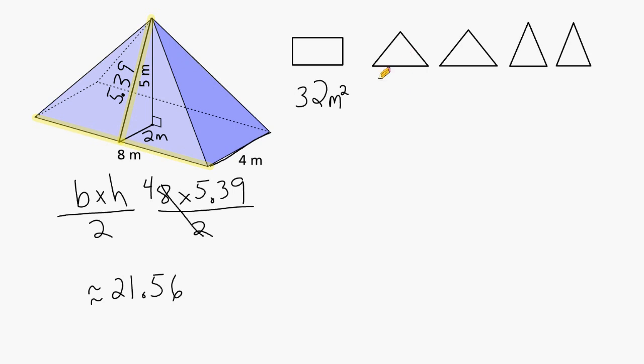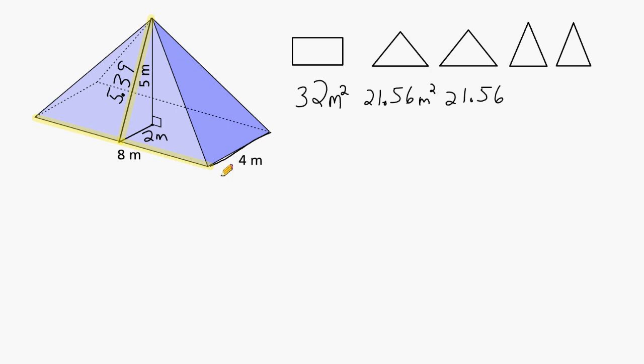So for this triangular face right here, let's just label that 21.56 square meters. And because this triangular face is congruent to this one, the area of this triangular face is also 21.56 square meters, leaving us only with the area of these two surfaces to calculate.